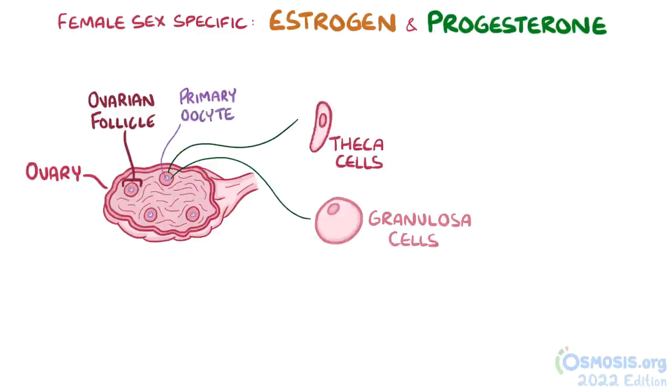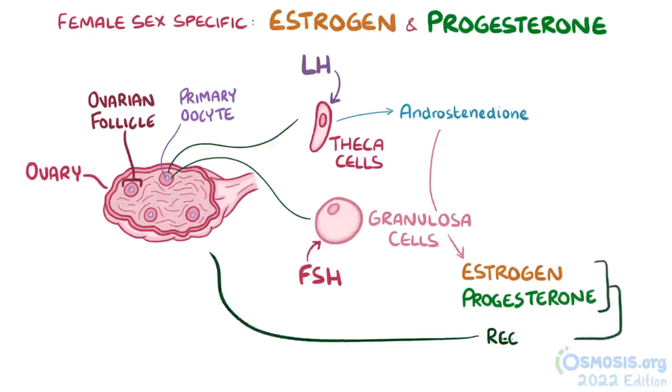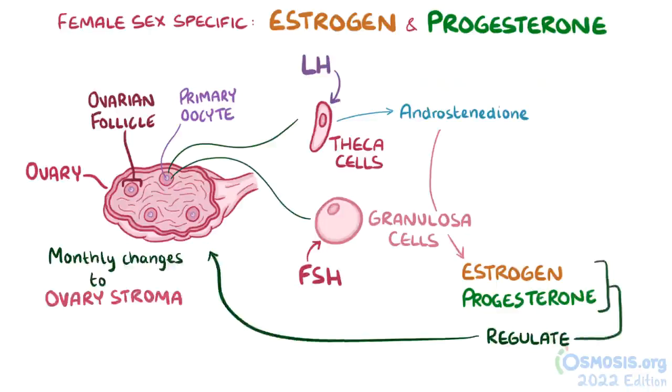Beginning at puberty, theca cells respond to luteinizing hormone by producing androstenedione, an androgen. Then the granulosa cells respond to follicle-stimulating hormone by converting the androstenedione into estrogen and progesterone. Waves of estrogen and progesterone regulate monthly changes to the ovary stroma to promote egg maturation and ovulation, as well as changes to the uterine wall lining as part of the menstrual cycle.